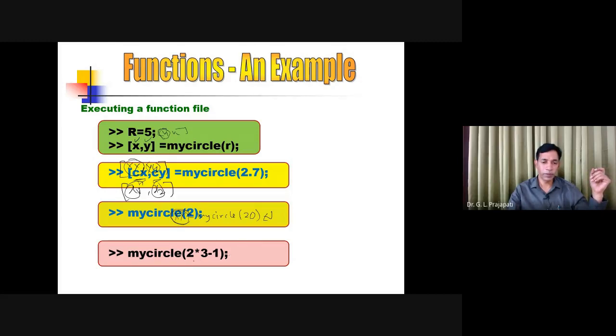You can also give an expression that evaluates to a numeric value, like 2 times 3 minus 1, and this will be 5. So you can also have an expression which evaluates to some value. And if you don't want to use the variables and just want to see the plot, you just type it. You don't need to mention the variable names x and y, or two variable names. Just say my circle and the value, meaning you are not interested in the output. You are just interested to see how the circle will look. So these are the various ways you can call the functions.